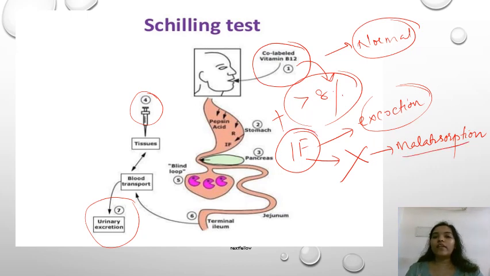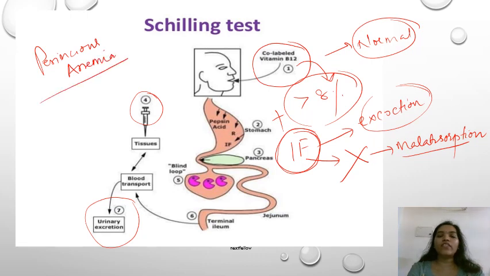This intrinsic factor deficiency occurs because of pernicious anemia. Pernicious anemia is an autoimmune gastritis where there is production of antibodies which destroy the parietal cells, so there is a defect in the production of intrinsic factor. Usually there are three types of antibodies in pernicious anemia. Type 3 are more important and more highly associated. 60 to 80% of pernicious anemia is because of type 3 antibodies, which are directed against the gastric parietal cells, and that will cause the deficiency of intrinsic factor, resulting in megaloblastic anemia.